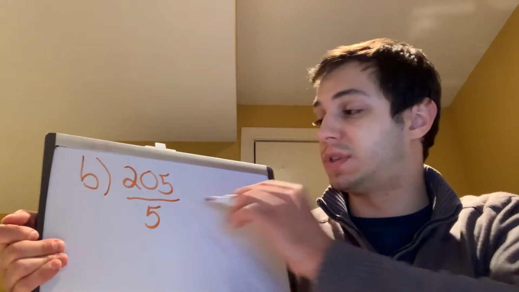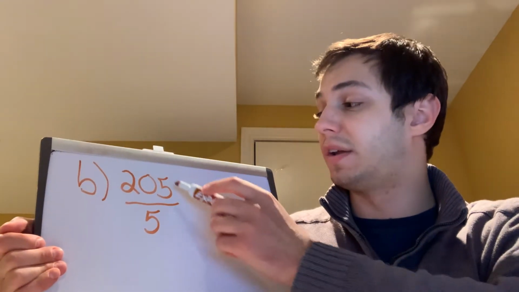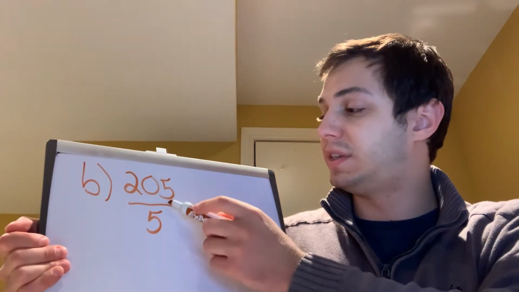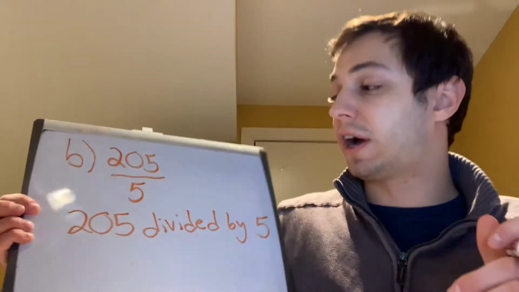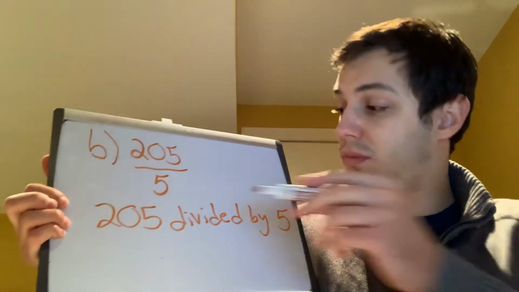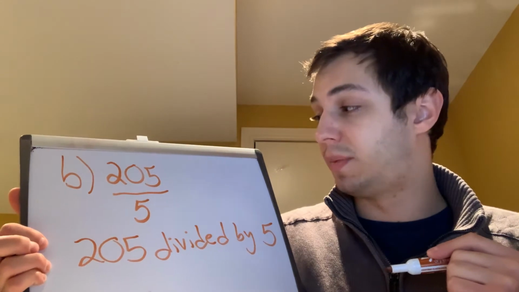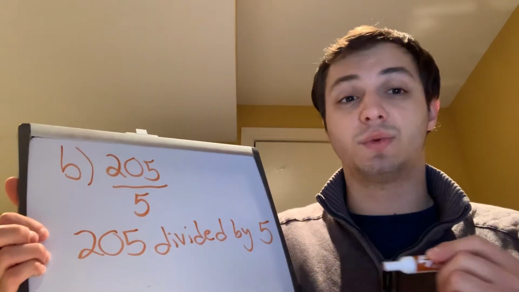So if we were to say this as a division problem, right, we are dividing, so it's 205 divided by 5. So that's what we're going to write. 205 divided by 5. So now I've changed this fraction, and in words, I've turned it into a division problem. 205 divided by 5. Now for my second step, I have to solve for what this will equal.